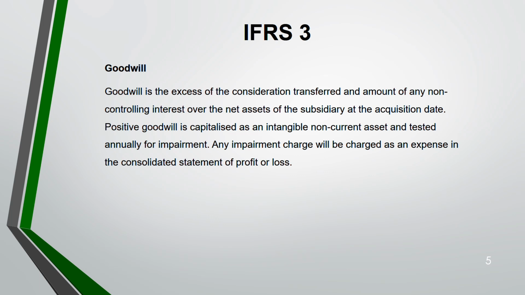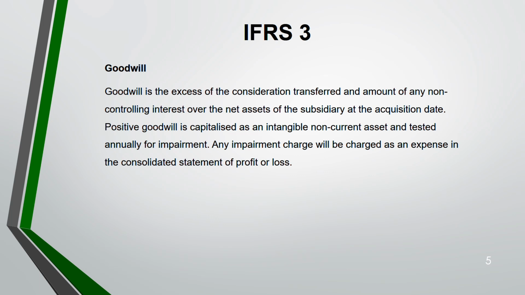So this positive goodwill, since goodwill is a non-current asset and it's an intangible asset, you have to capitalize it. So goodwill will be capitalized as an intangible non-current asset, and like any intangible asset, you have to do an impairment, even for tangible assets. But the only difference with goodwill compared to other intangible non-current assets, we do not amortize goodwill. We never amortize goodwill. Rather, we test it annually for impairment.